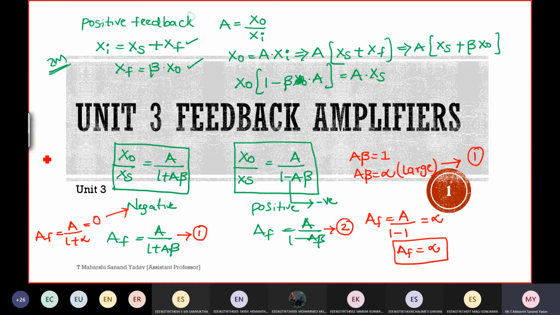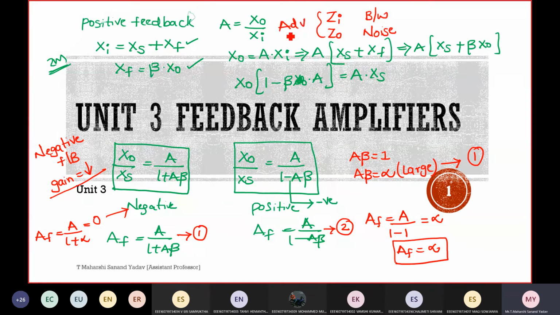So this is the main disadvantage with negative feedback: gain is decreasing. This is the main problem with negative feedback. We shall also see some of the advantages, like the effect on input impedance and output impedance, and what is happening to bandwidth. If there is noise within the circuit, what is happening? We shall discuss this. These are some of the advantages with negative feedback, and this is only one disadvantage.